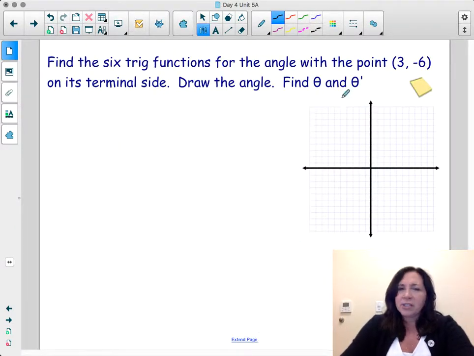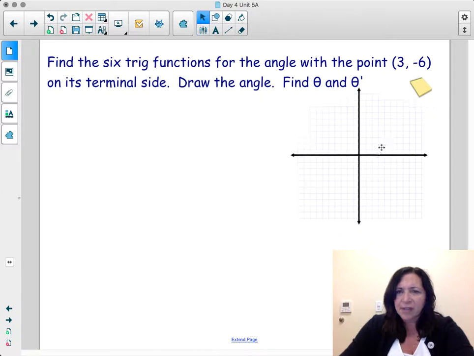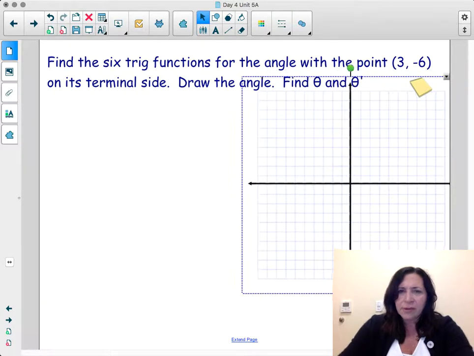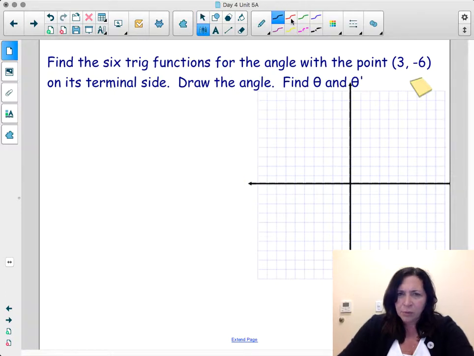Find the 6 trig functions for the angle that has point 3, -6. So it's actually kind of important to draw this. I think it's important to draw this. So we're going to go over 3, 1, 2, 3, down 6. Okay, so 1, 2, 3, 4, 5, 6. Here I am. Okay, this is your angle.